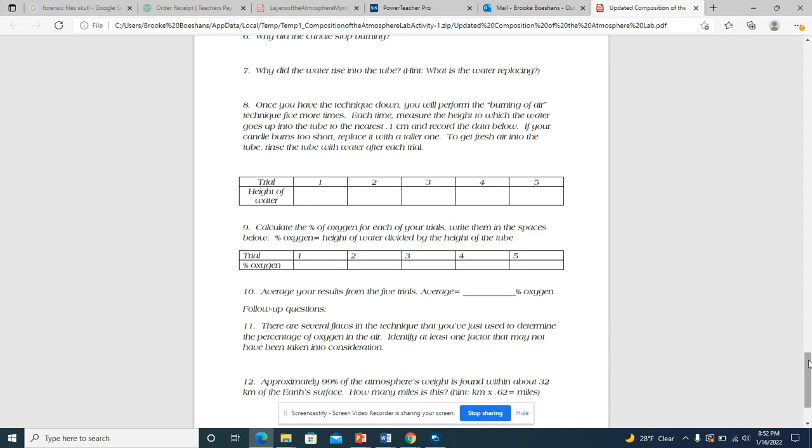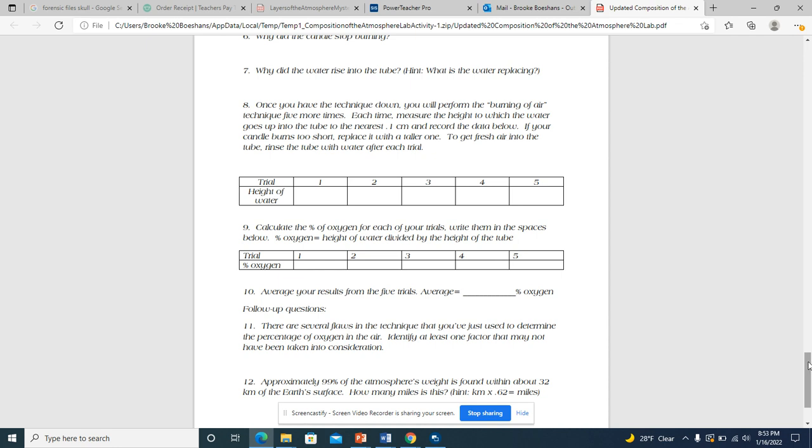So you have to do however many trials you had with that, and then you average your results. So how you find average, remember, is you add them all up. So if I did 5 trials, I add up the percent of oxygen and divide by 5, and that is my total percent of oxygen.